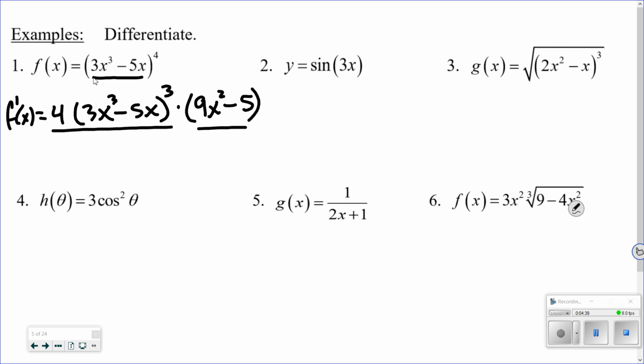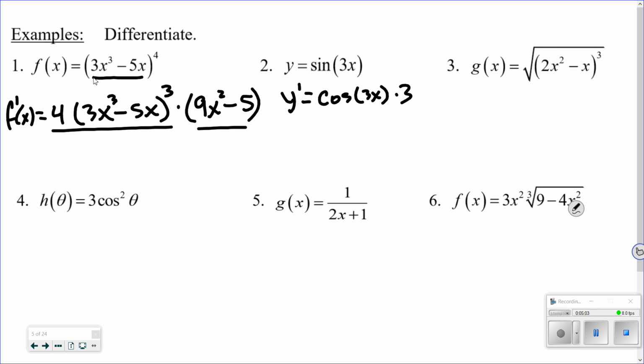Okay, number 2. If you look at this one, the outside function is the sine. The inside function is the 3x. So we take the derivative of the outside. That would be the cosine. The inside stays the same. Then we have to multiply it by the derivative of the inside. Well, the derivative of 3x is 3. There's my derivative right there.